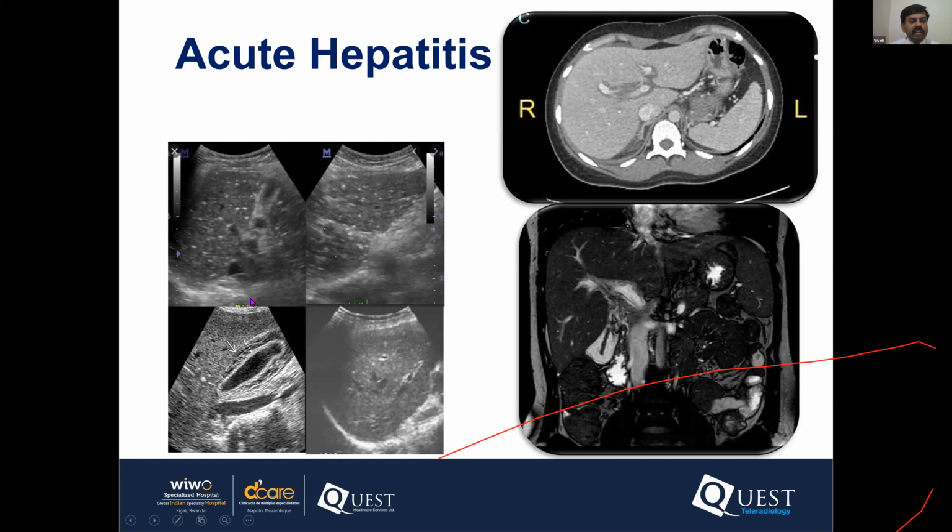Alternatively, we can also see indirect signs of acute hepatitis during ultrasound, which includes a thickening of the gallbladder and edema around the gallbladder area. On CT, the imaging findings of acute hepatitis include edema around the periportal area, and this is an indirect sign of inflammation. Further, on MRI scan also, we replicate the similar findings, as you can see in this image.